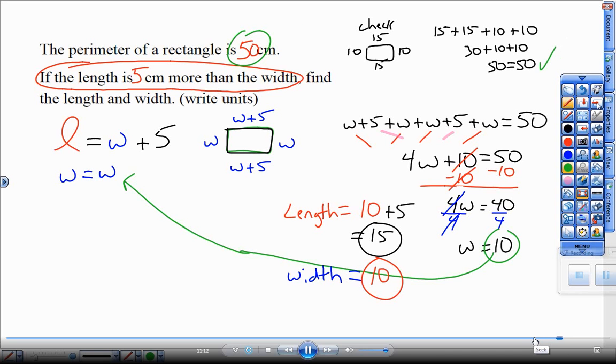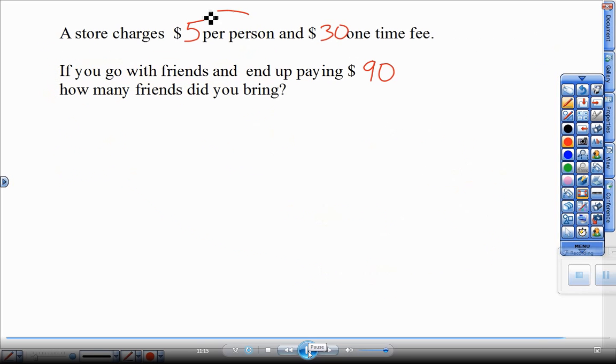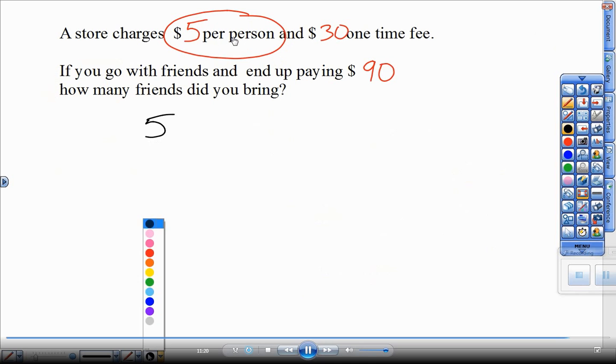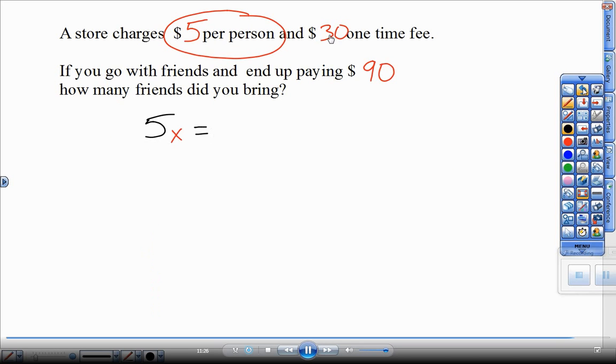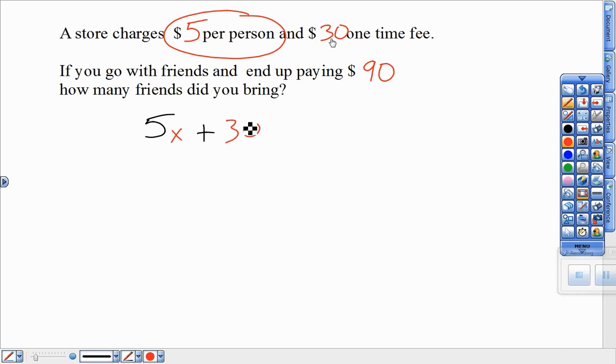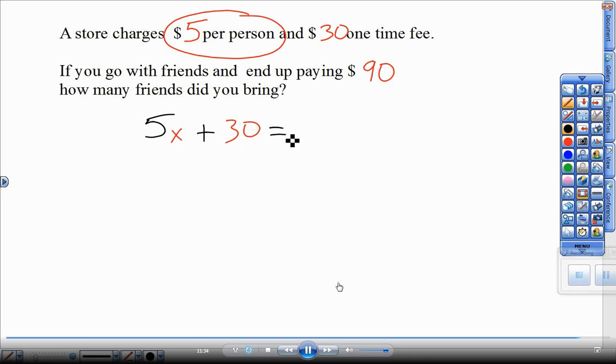All right, on to, I believe, the last problem here. The last one is going to be one more of these per problem. So $5 per person is 5 times X plus that original fee of 30. So plus 30 equals 90. So right there, that 5x plus 30 again shows you how much you're spending. I want to know if I spent 90, using that expression to write this as an equation, I could solve this for x and see how many people I bought.